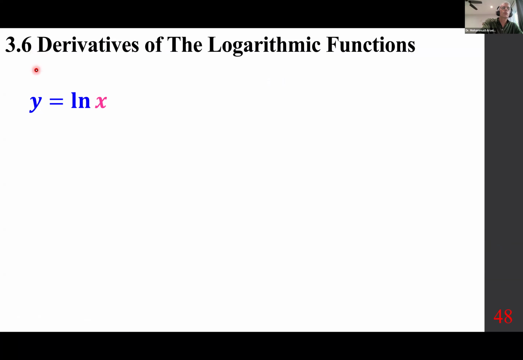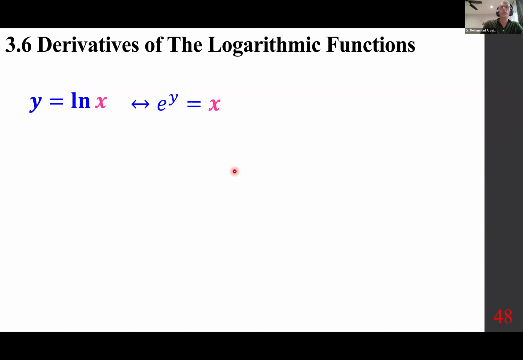So to start with that, when y equals ln x, what is its derivative? Well, we don't know that. However, we do know that the exponential format is e to the power of y equals x. We are going to differentiate this implicitly with respect to x.